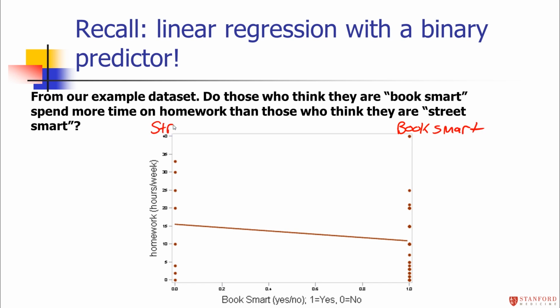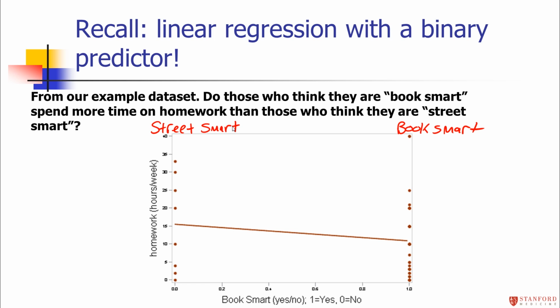And just as an aside, I've been asking this question to lots of Stanford students just for fun over the years, and it generally comes out about 80% of my Stanford students consider themselves to be book smart, and about 20% consider themselves to be street smart, and that was indeed the case in this little practice data set.